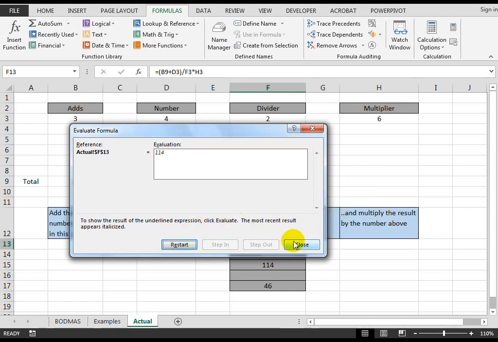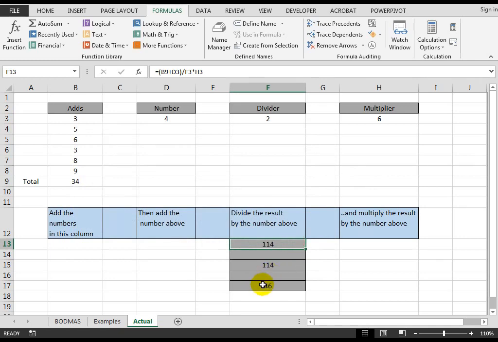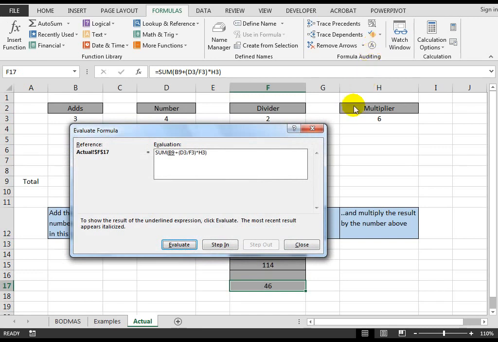And you'll notice that in this particular formula that we evaluated, it handled the internal brackets first. So it said, I want to look in D3 in this bracket here. It looks at the inside brackets first.